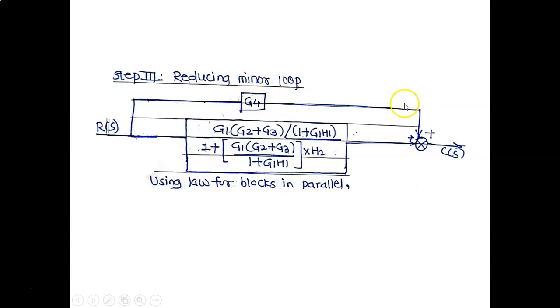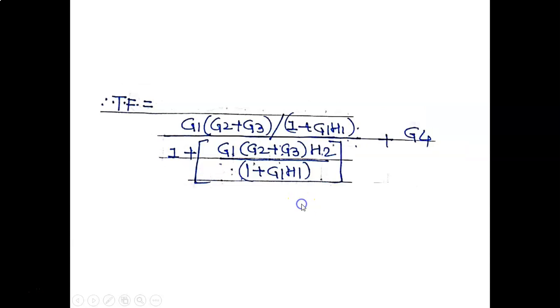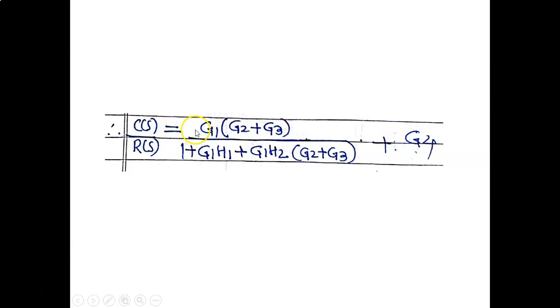Now these two blocks, G4 and this block, are in parallel, because their direction is same. Therefore applying blocks in parallel, the transfer function is equal to G1 into bracket G2 plus G3 divided by 1 plus G1 H1 divided by 1 plus G1 into bracket G2 plus G3 into H2 divided by 1 plus G1 H1 plus G4. Now we can do the cross multiplication to solve this problem. Therefore CS upon RS is equal to G1 into bracket G2 plus G3 divided by 1 plus G1 H1 plus G1 H2 into G2 plus G3 plus G4.